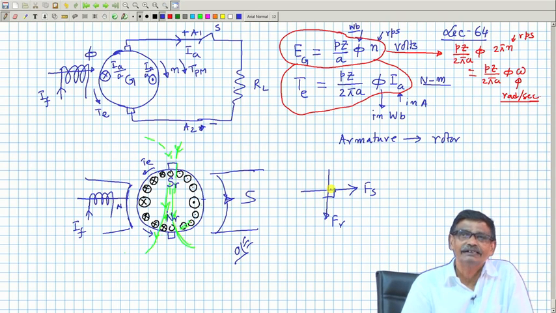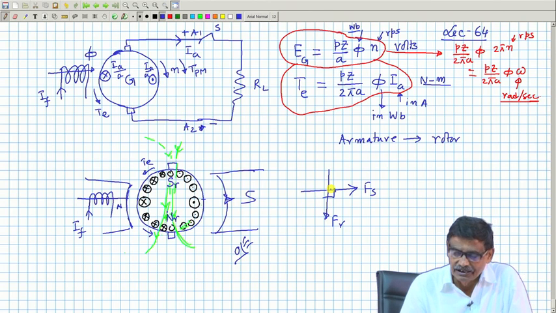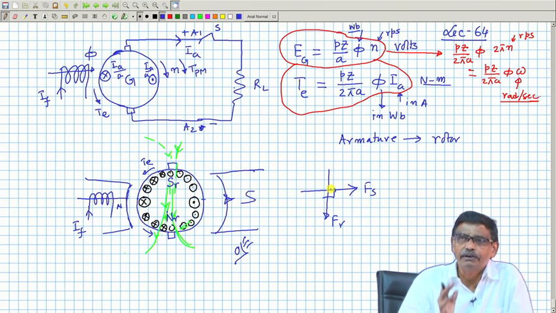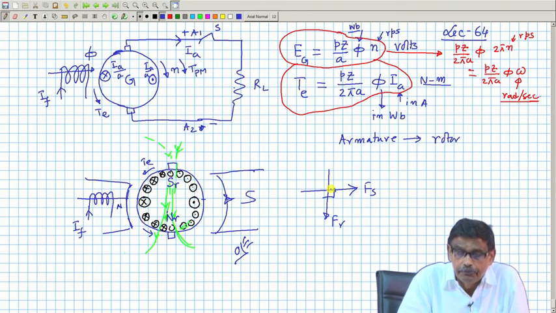No matter what. Unlike induction machines or synchronous machines, with respect to a stationary observer, they may move, but they must move with the same velocity. So that a stationary observer must conclude these two fields, the angle between them, are fixed. Then only a constant torque will be produced.